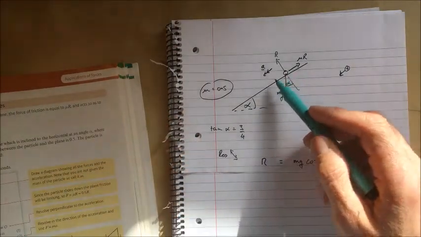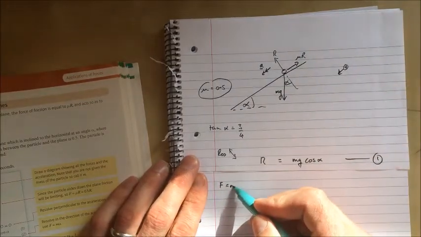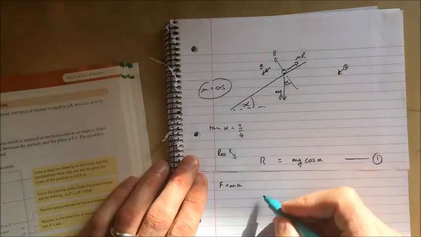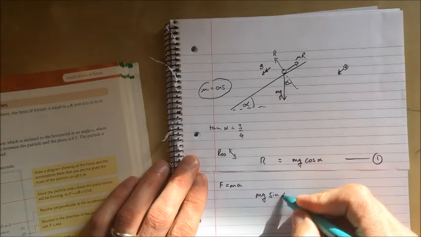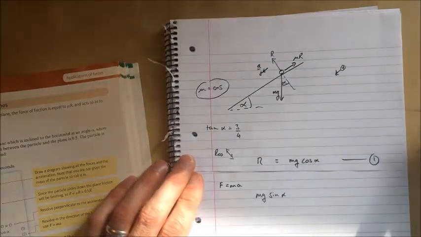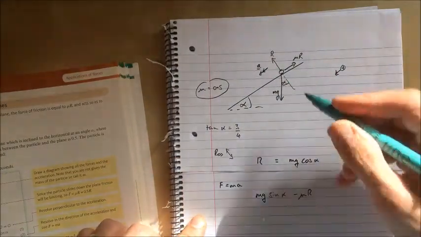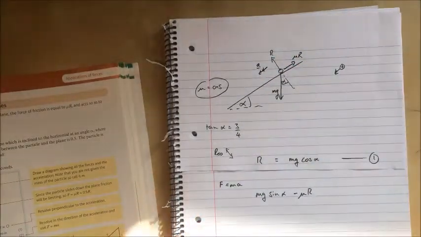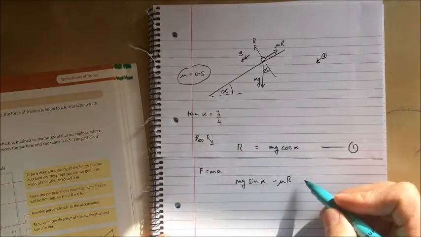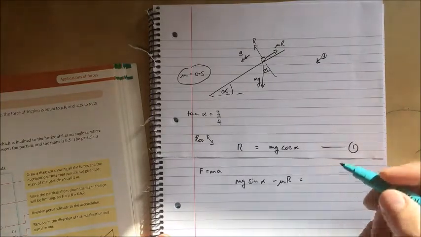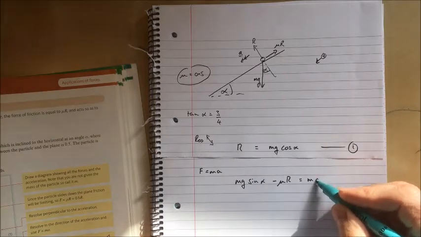So going in this direction, parallel to the plane, there is an acceleration, so we're applying F equals ma. Down the plane, I've got this force mg sine alpha. That's the down the plane component of this force. Then pushing back up the plane, I've got mu R, so that's take away mu times R, and this force doesn't push up the plane or down the plane. So mg sine alpha take away mu R is equal to mass times acceleration, so the mass is m and the acceleration is a.